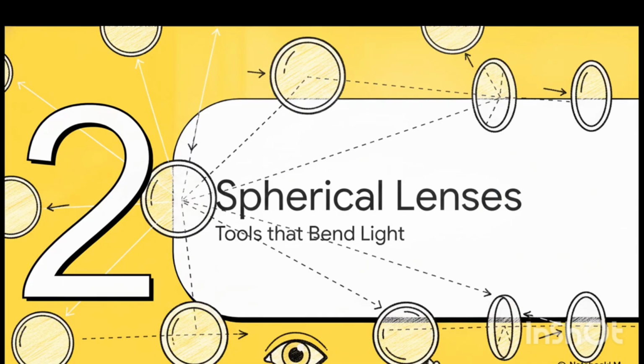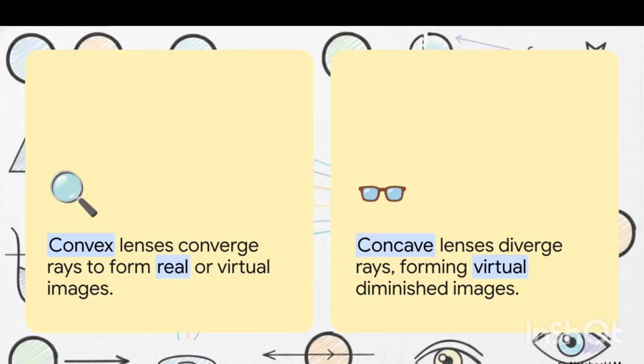Moving on to Part 2. Introduction to spherical lenses. The physical tools that bend light. So, when you take two spherical or plane refracting surfaces and join them together, you create a transparent tool that we know as a lens. And there are two main types you really need to be familiar with.